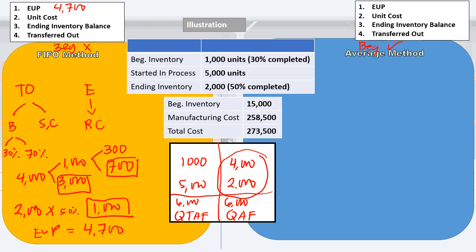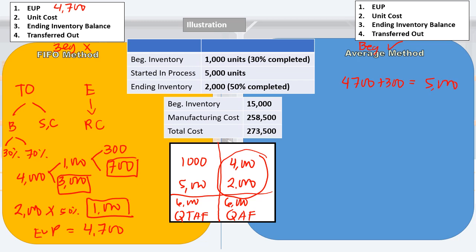So, under average method, kung na-compute mo na yung FIFO method, madali na i-compute yung average method kasi i-add mo lang yung EUP beginning. Kasi, di ba, sabi natin sa computation ng unit cost ng average method, beginning inventory cost plus manufacturing cost over EUP beginning plus EUP current. Dahil na-compute na natin yung EUP current, which is 4,700, i-add na lang po natin yung EUP beginning na 300. So, basically, 4,700 plus 300. So, ang EUP po natin dito ay 5,000 units.